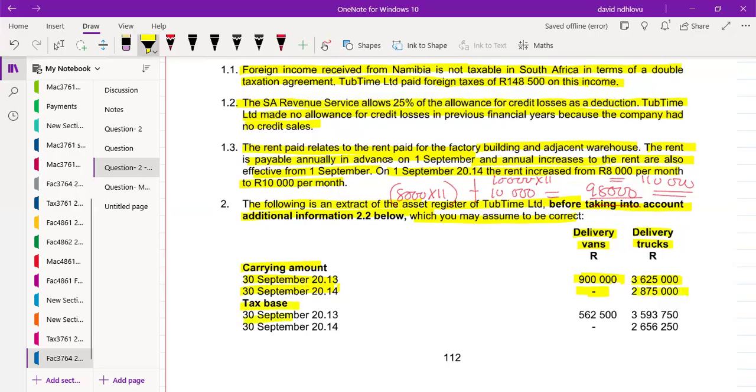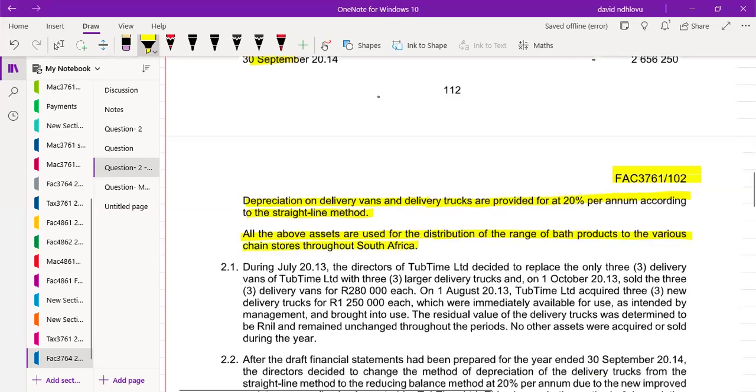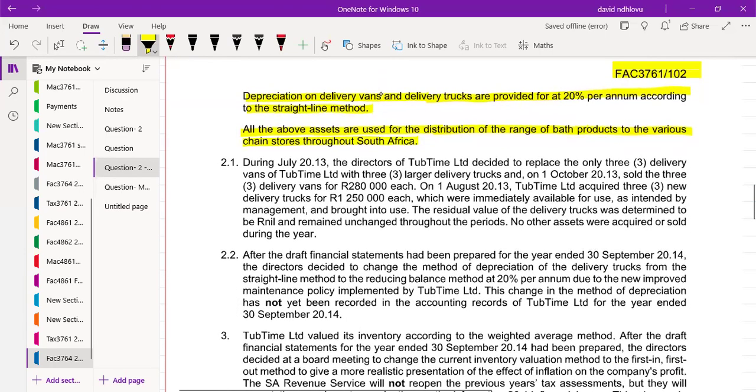We are given also the relevant tax basis for the current and the prior year. Then they say depreciation on the delivery vans and delivery trucks is provided at 20% per annum according to the straight line method. All the above assets are used for the distribution of the range of bath products to various chain stores throughout South Africa. Right, no error that I saw.